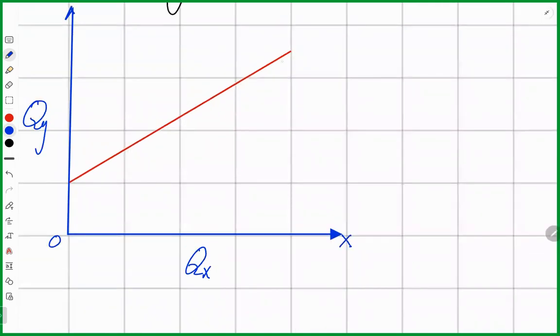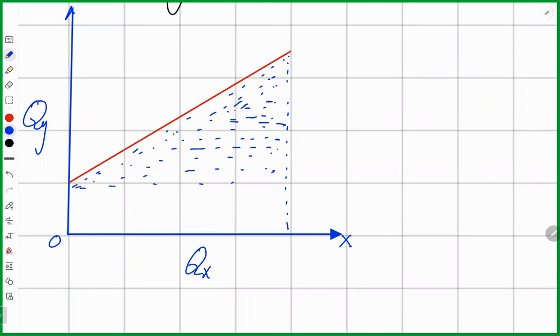And do you see there is some area trapped in between the graph? Graph means the red line and the horizontal line, which is the x-axis. This is the area under the graph.